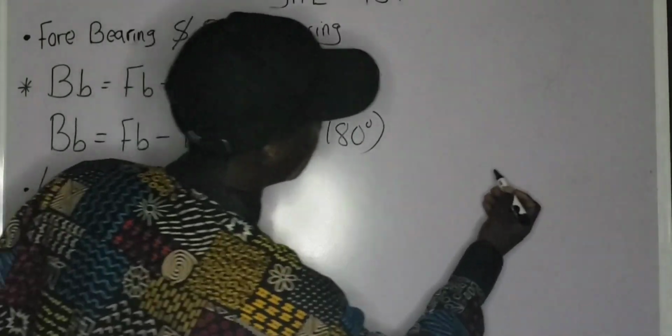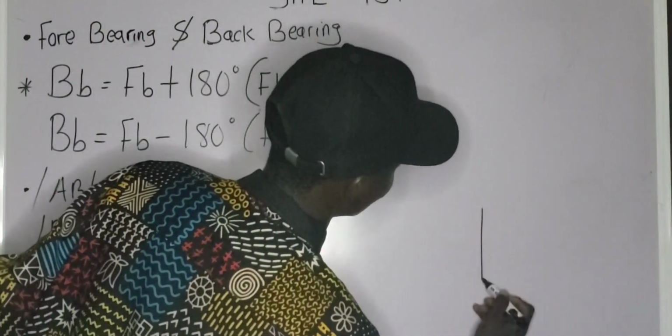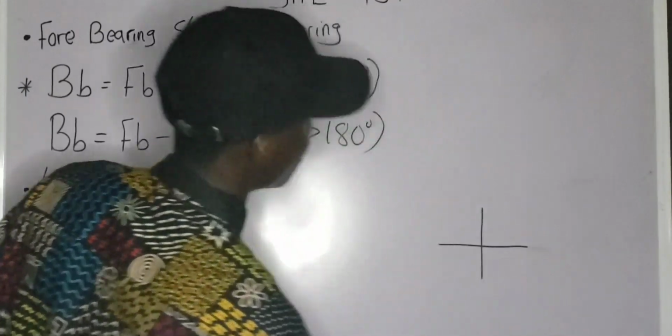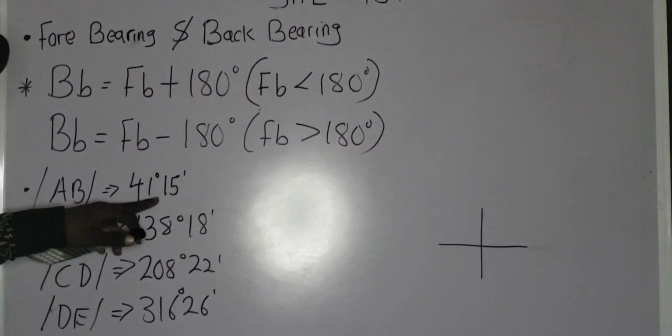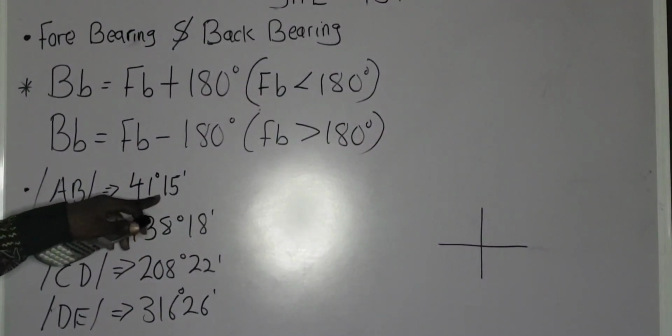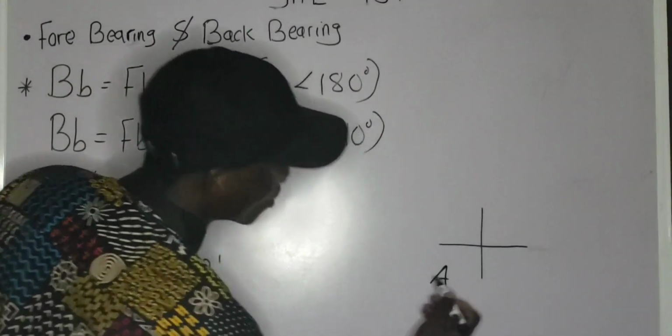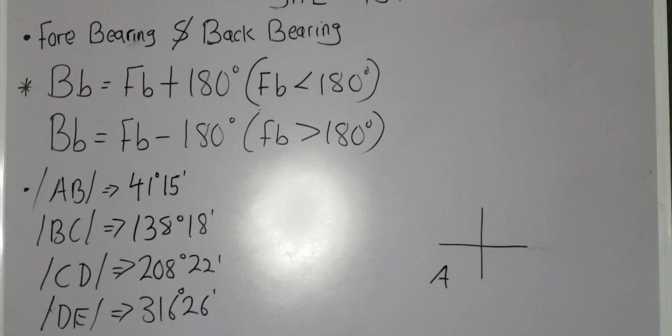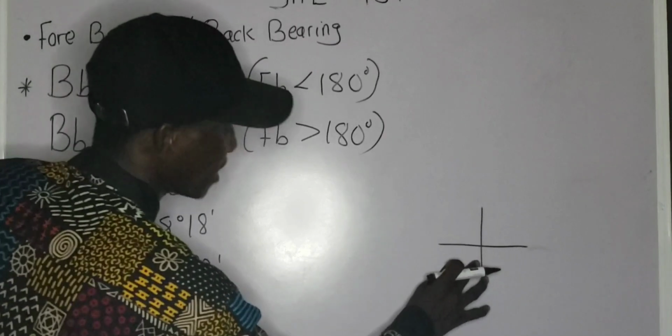Okay, these are my 4 cardinal points. I don't know where the angle will fall. Are you getting it? But the Fore bearing is what? The Fore bearing of, I will call this point A, because we are dealing with a line. A line has a starting point and an ending point. Are you getting what I'm saying? It starts from somewhere and ends somewhere. So this line starts from A.